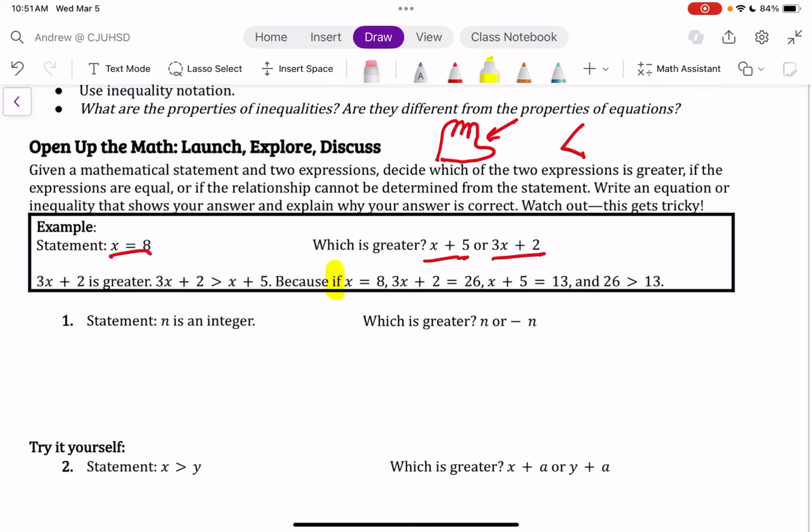And so where do we get 26 from? It's from putting 3 times 8 plus 2. And where do we get the 13 from? Same way, that's 8 plus 5.